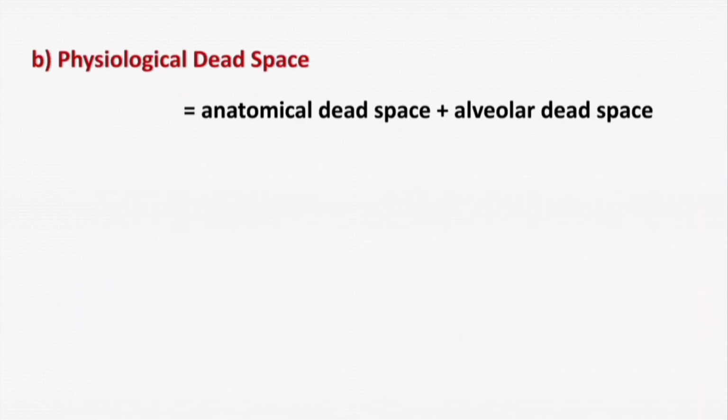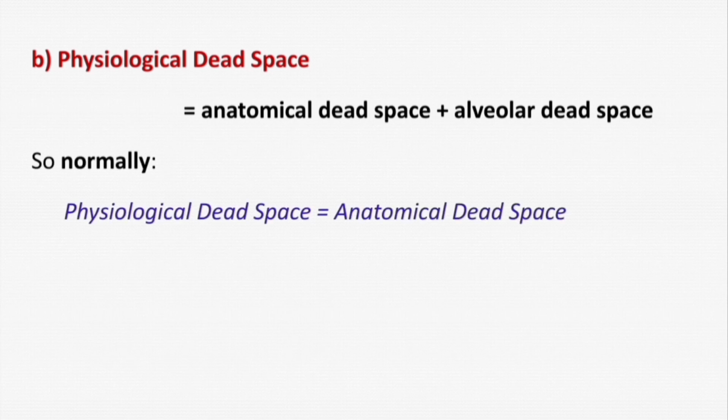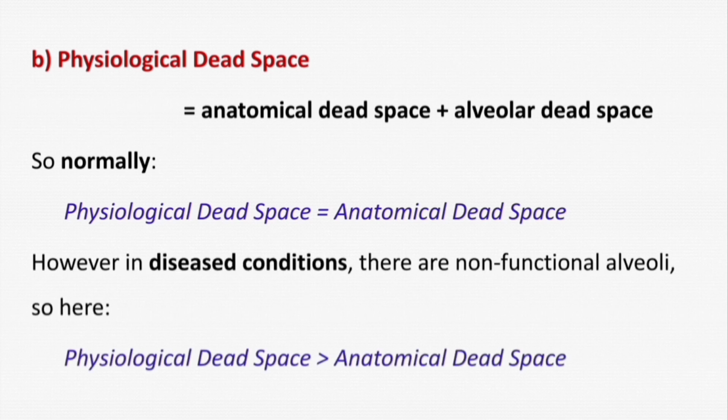Then the next type is physiological dead space, and it is equal to anatomical dead space plus alveolar dead space. Now, normally you know that there is no alveolar dead space because all the alveoli are normally functional. So, normally anatomical and physiological dead spaces are equal, but in certain diseased conditions there are some non-functional alveoli. So, in that case physiological dead space becomes more than the anatomical dead space.